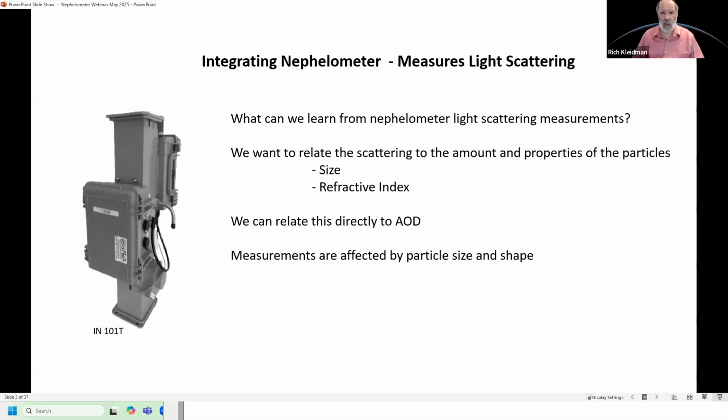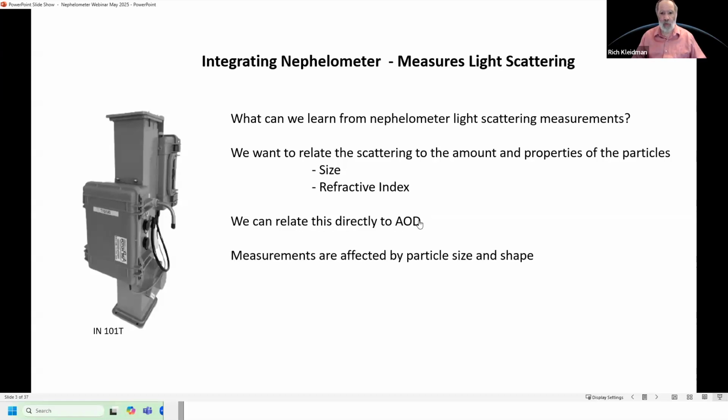So we're talking about integrating nephelometers today. There's several different kinds. We're talking about integrating. They measure light scattering. So there are some things we can learn from an integrating nephelometer and some we cannot. So mostly we want to relate the scattering to the amount of particles, the properties of the particles, mostly talking about size and refractive index. And then this can be directly related to AOD.